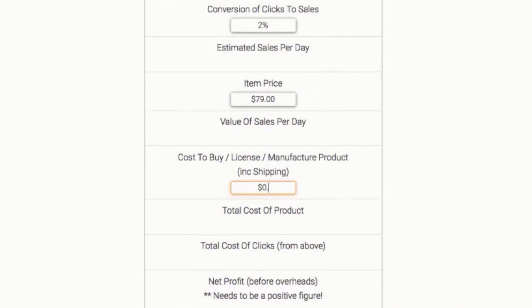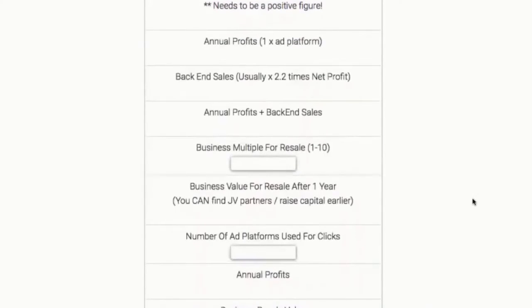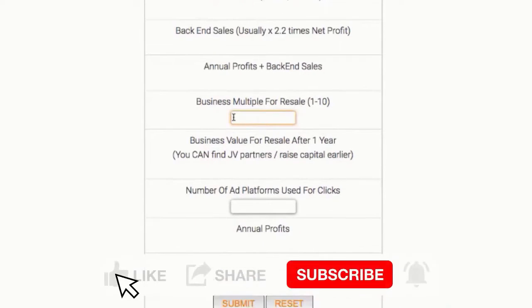Now, the thing you might want to bear in mind here, are you selling a physical product? To give you a good idea of your profit potential, then you need to include any shipping costs. So just put in the figure per item sold, including shipping costs. We're going to whiz through all of this because we need to go down and just fill in this box here, which is the business multiple for resale.